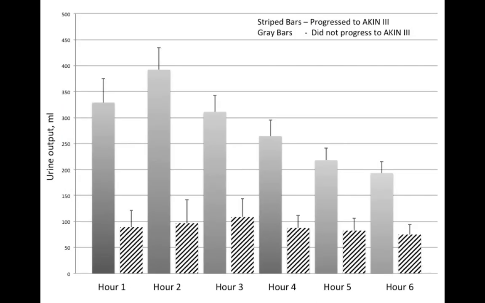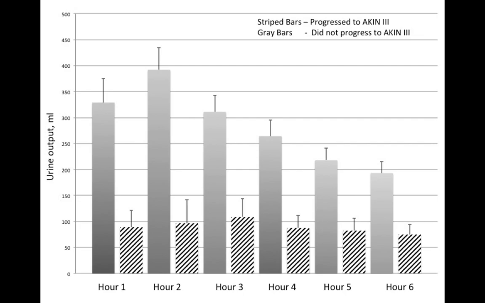And what you see here, the striped bars are the people who progressed to AKIN 3 and those who did not. And what you see here at all hours that we assessed, hours 1 through 6, there's a really stark differential in urine output between those patients who responded to the furosemide and those who did not, in those patients who progressed as compared to those who did not progress.